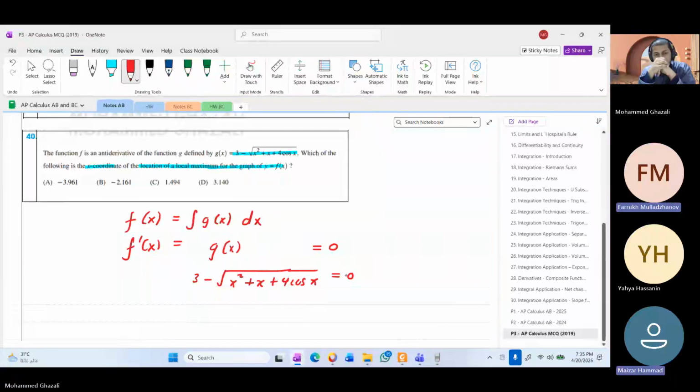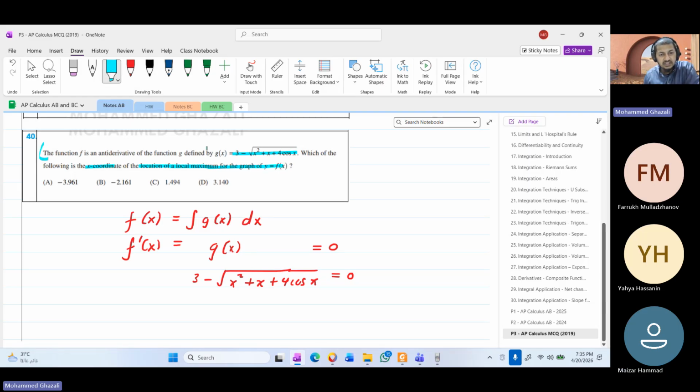This question is confusing me a little bit. Why is it confusing you? It's wordy. It's not wordy. Read the first statement: the function f is an antiderivative of the function g. What does antiderivative mean? Integral. Yes, so it's the integral of g of x dx. So the derivative of f of x, f prime of x, equals g of x. Which of the following is the x-coordinate of the local maximum?